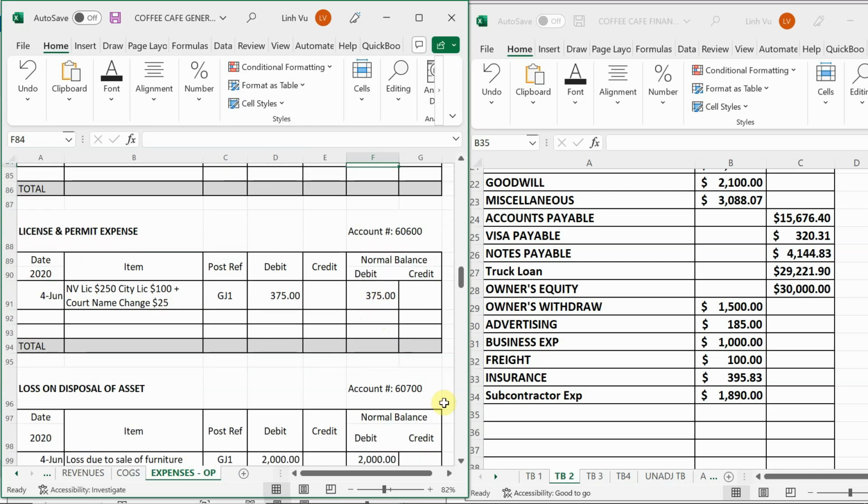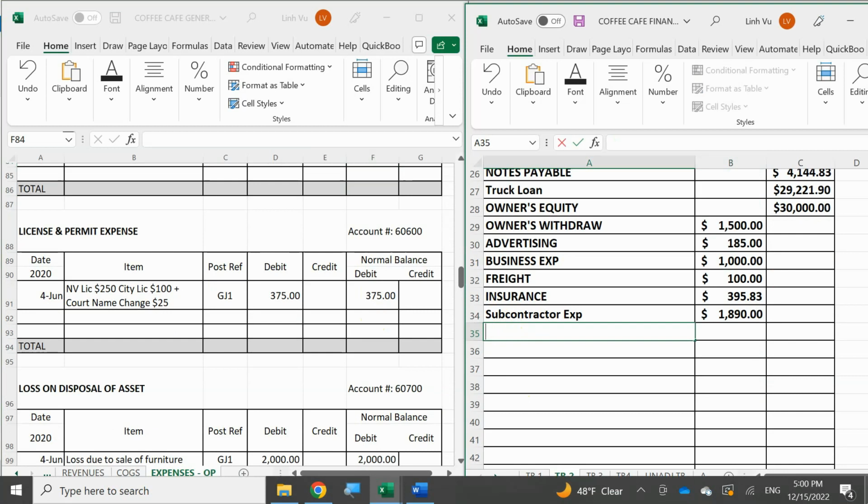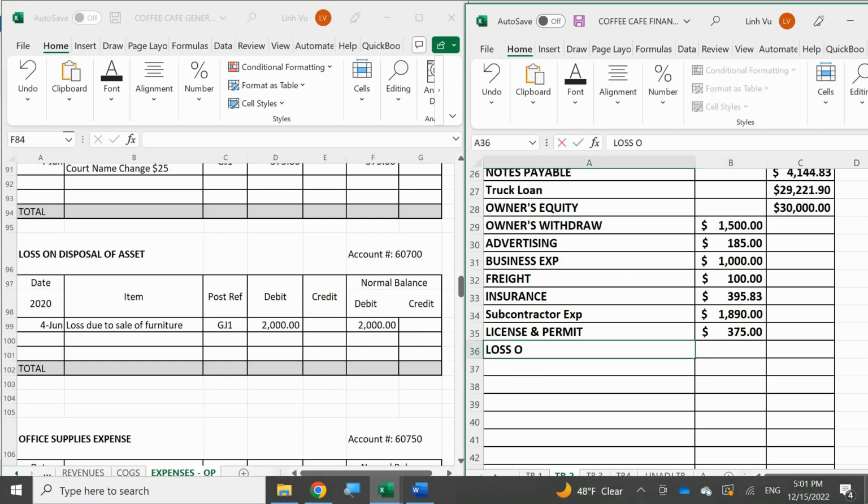Okay. License and permit expense is still the same at $375. So let me go ahead and put license and permit for $375. Okay. We still incurred our loss on disposal of assets. Loss on asset, right, for that $2,000. Okay.